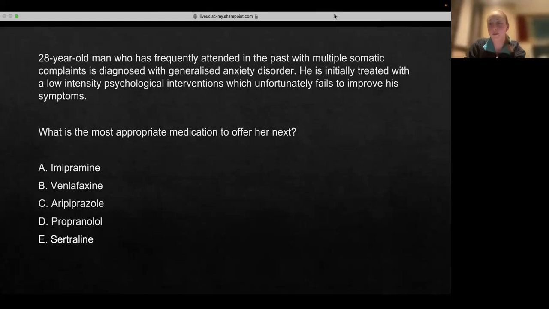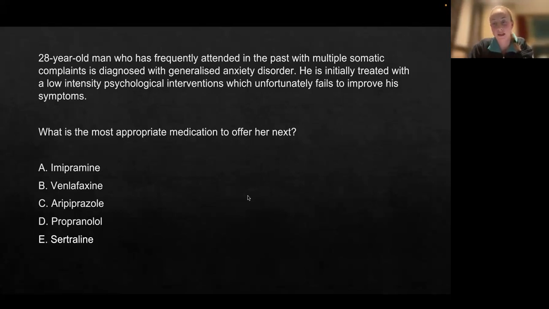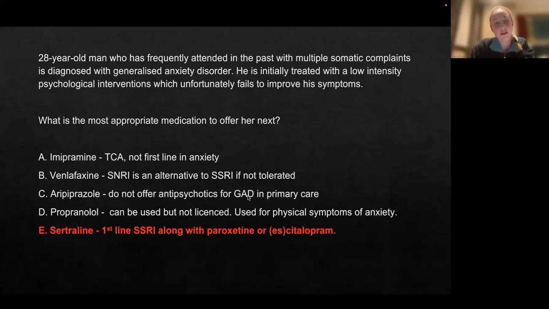Anyone want to put anything else? Yeah, okay, so we've had a couple of takers for E. Yeah, so the answer is E. Sertraline, it's first line, along with paroxetine or citalopram, but in general, sertraline is your first line pharmacological intervention after any psychological interventions haven't worked.